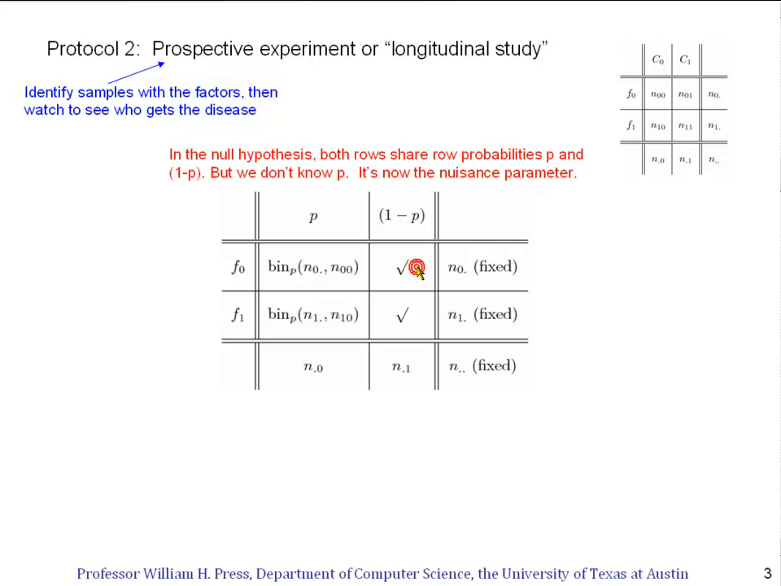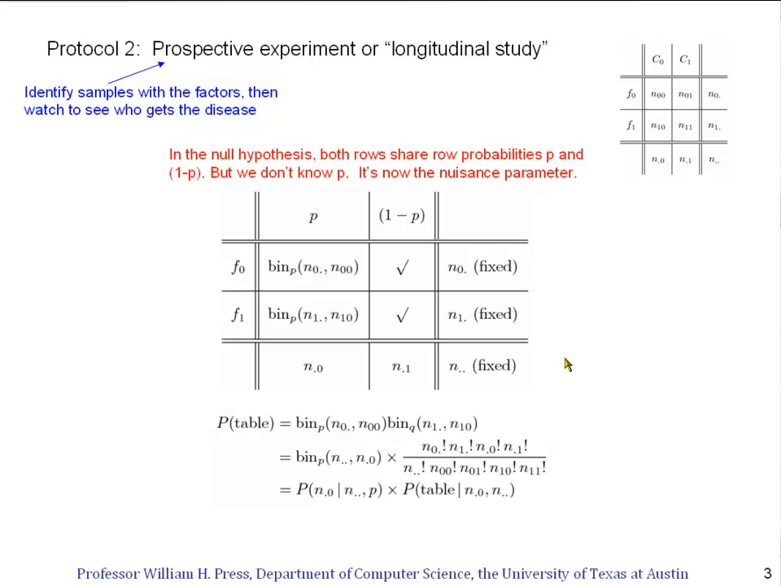And once we have that, then this follows by just subtracting this cell from the marginal. Similarly, we get this binomial for the probability of this cell, and this cell then gets fixed by the fixed marginal. So the probability of the table now, this is the same arithmetic as before, so I've left out a couple of steps, is a hypergeometric probability. It's the same one as before for protocol 1.